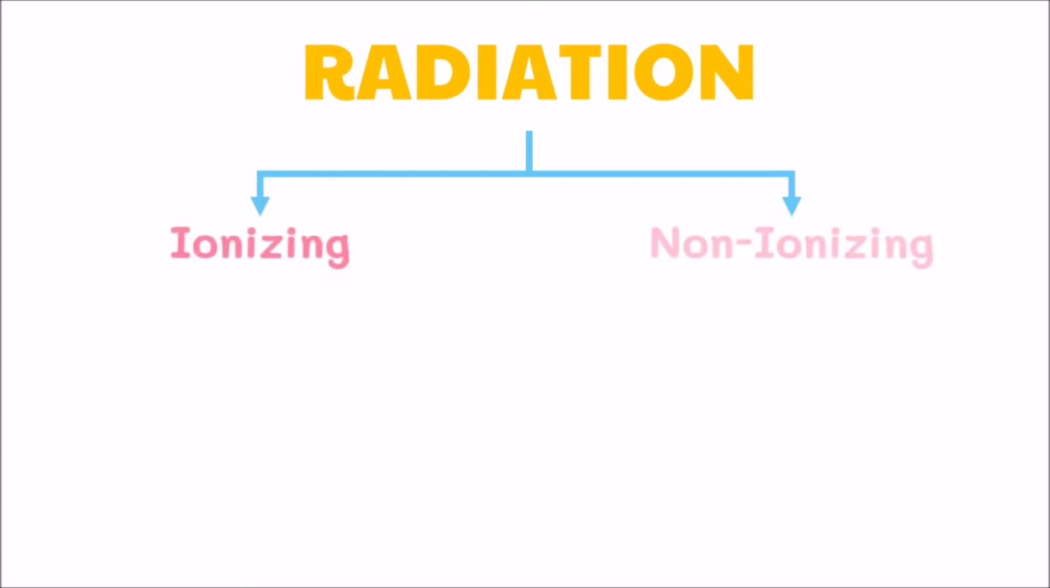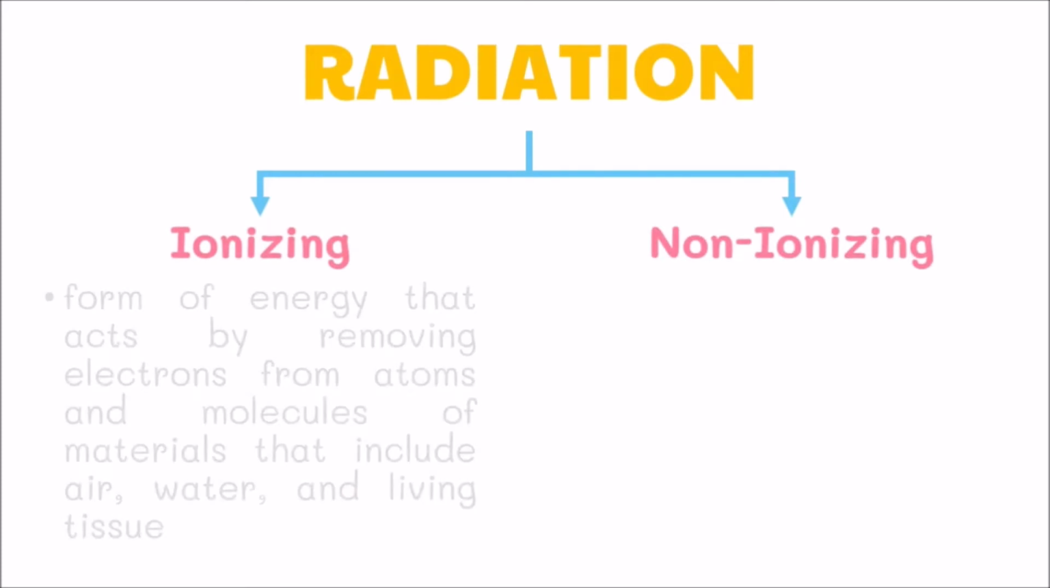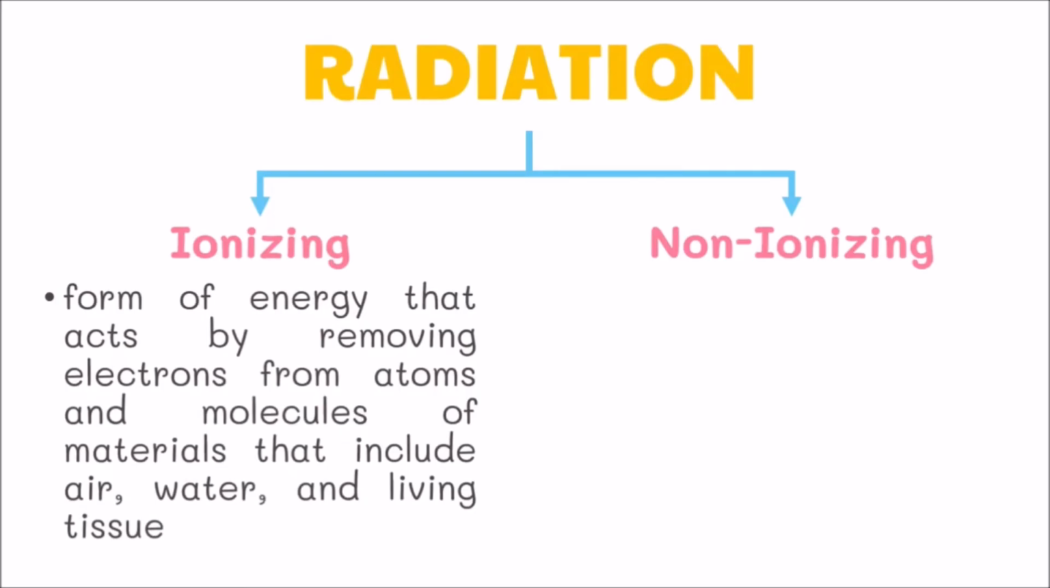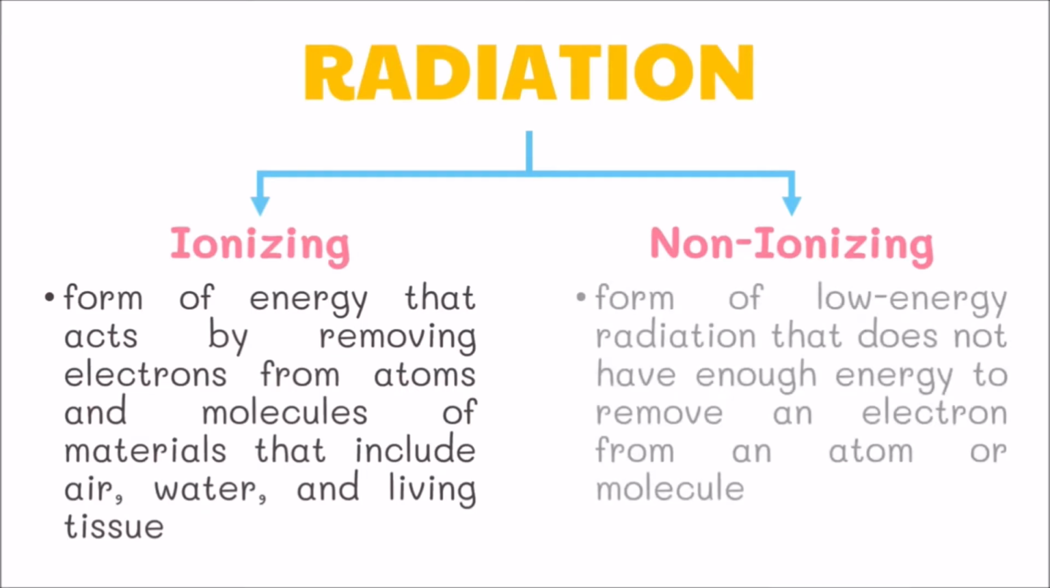Radiation exists all around us, from both natural and man-made sources. It comes in two forms: ionizing and non-ionizing radiation. Ionizing radiation is a form of energy that acts by removing electrons from atoms and molecules of materials that include air, water, and living tissues. On the other hand, non-ionizing radiation is a form of low-energy radiation that does not have enough energy to remove an electron from an atom or molecule. Most types of non-ionizing radiation have not been found to cause cancer.